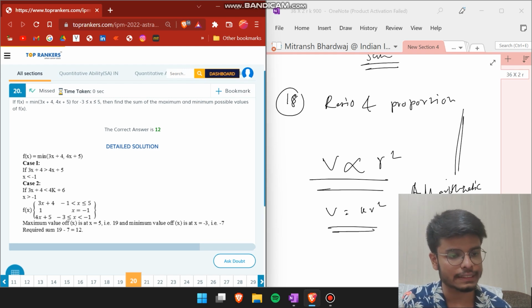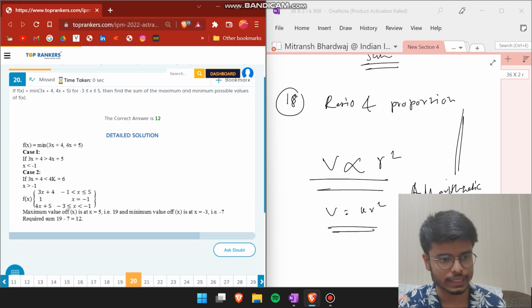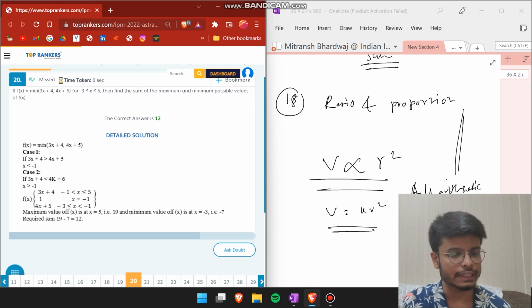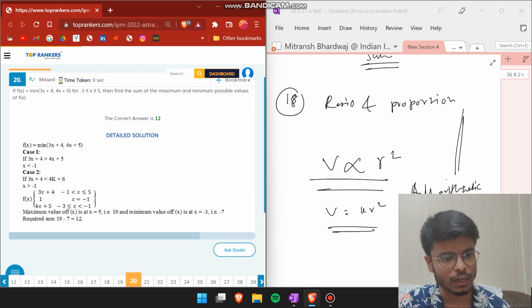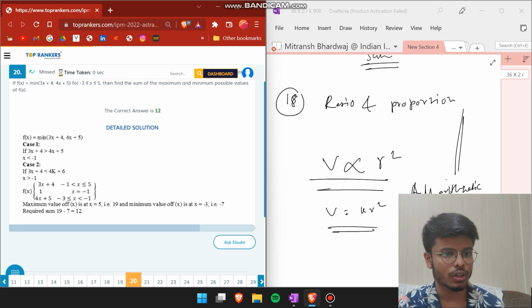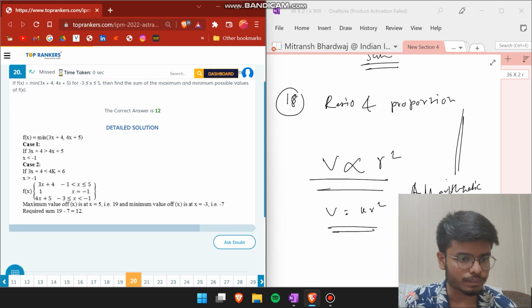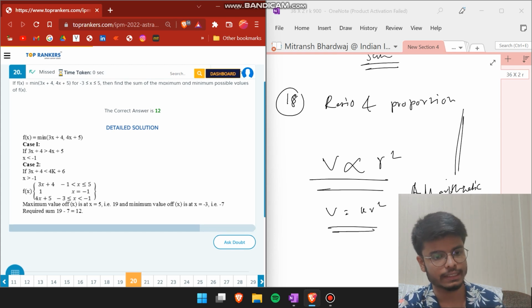So for x less than or equal to minus 1, 3x plus 4 is greater than 4x plus 5. And for x greater than minus 1, you get 3x plus 4 less than or equal to 4x plus 5. So this is basically the inequality equation.